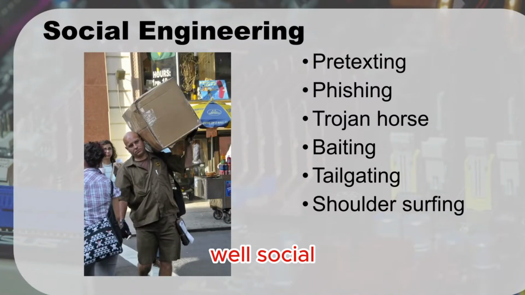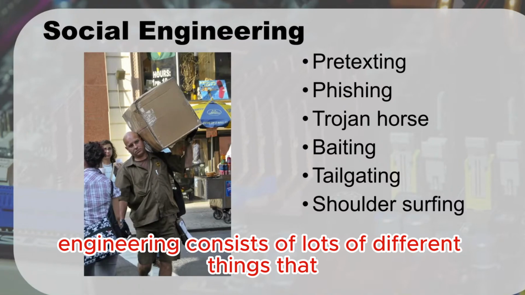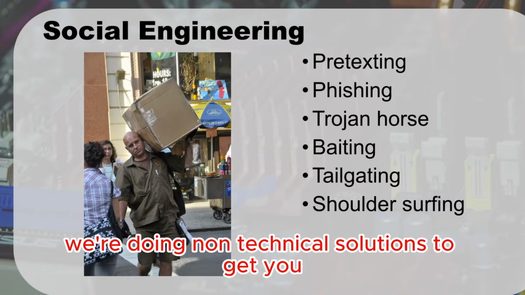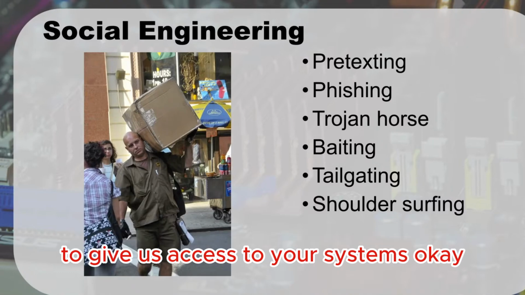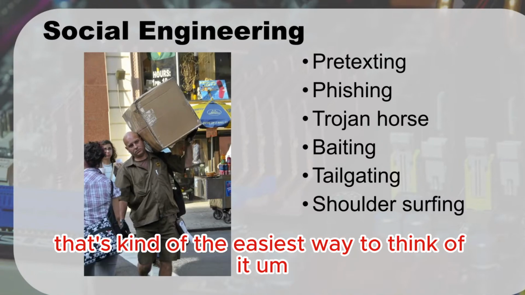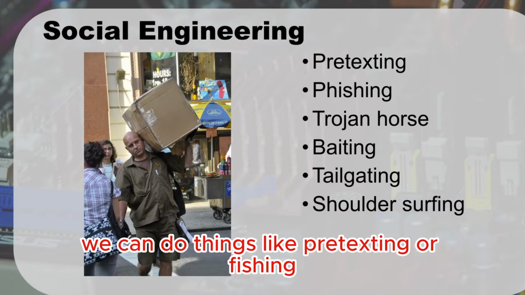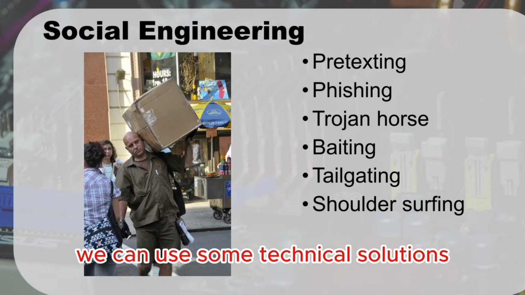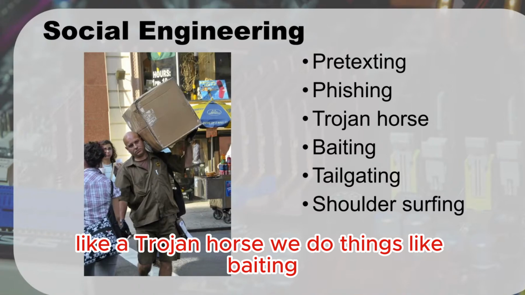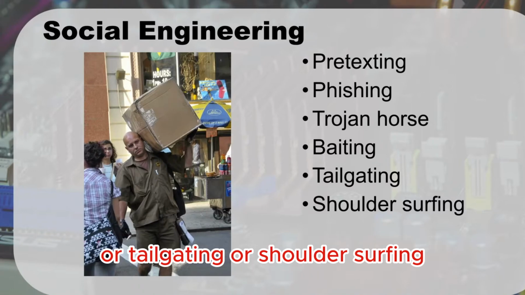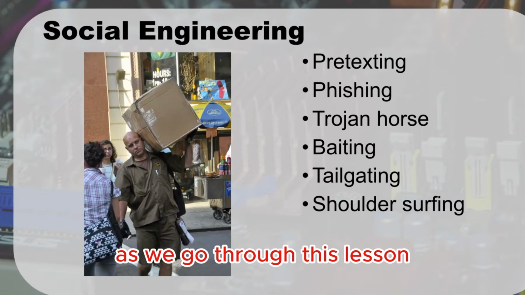Well, social engineering consists of lots of different things that we do, where essentially we're using non-technical solutions to get you to give us access to your systems. Okay, that's kind of the easiest way to think of it. We can do things like pretexting or phishing. We can use some technical solutions like a Trojan horse. You do things like baiting or tailgating or shoulder surfing. We'll talk about each of these more in depth as we go through this lesson.